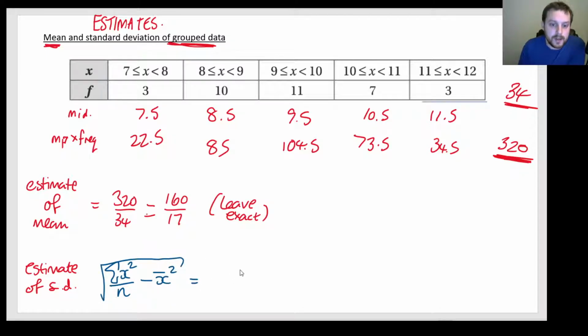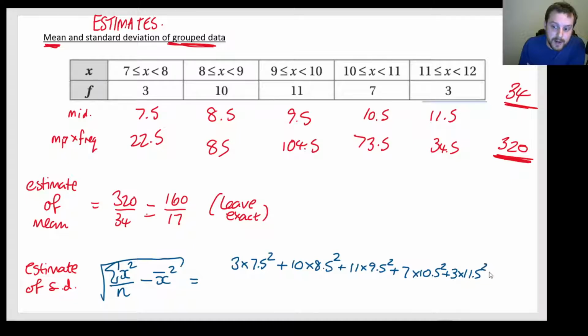So for us, this is going to be 3 lots of 7.5 squared, because this is the 7.5 that I need to square, and there's 3 of those to add up, plus 10 lots of 8.5 squared, plus 11 lots of 9.5 squared, plus 7 lots of 10.5 squared, plus 3 lots of 11.5 squared. That is all the squareds getting added up. Divide by how many of these things there are altogether? Well, there's 34 of them.